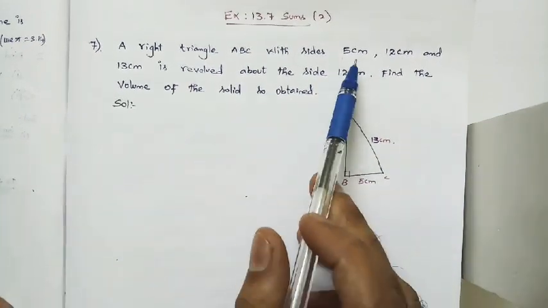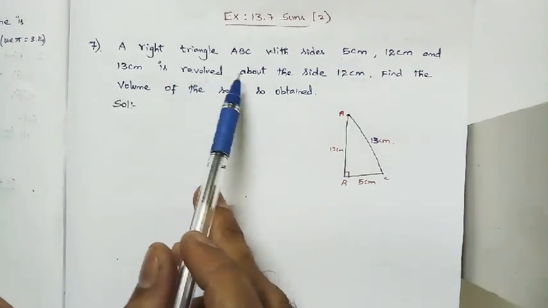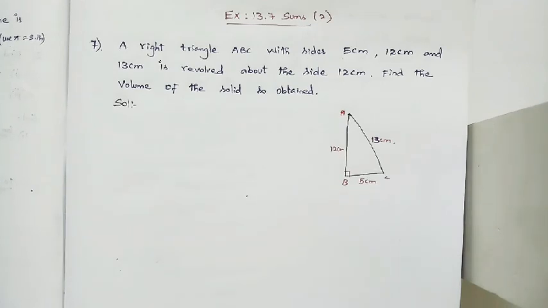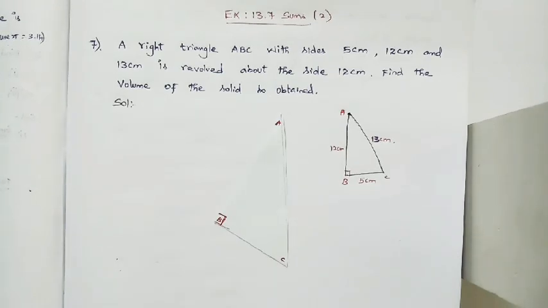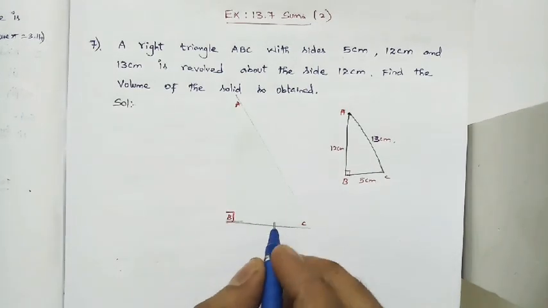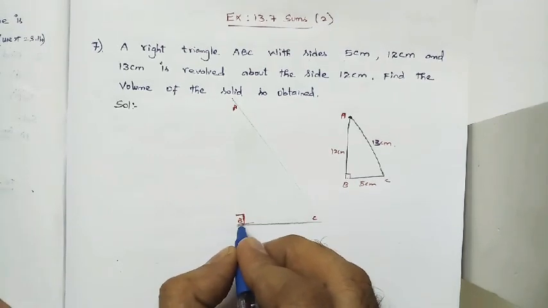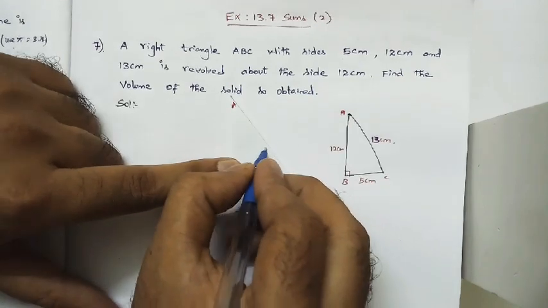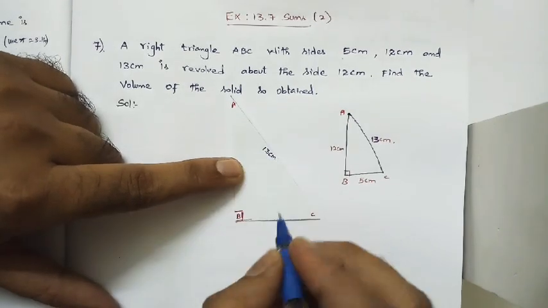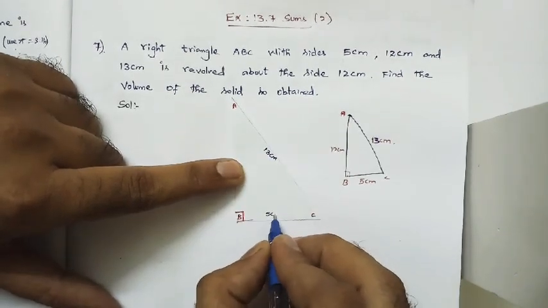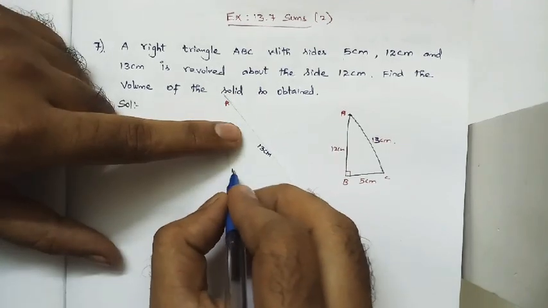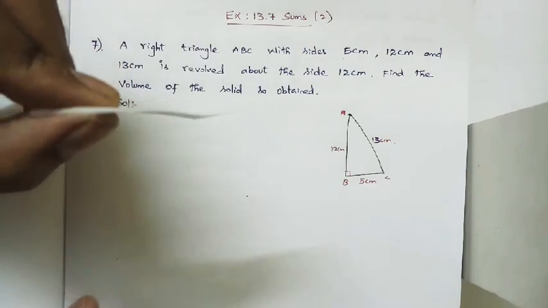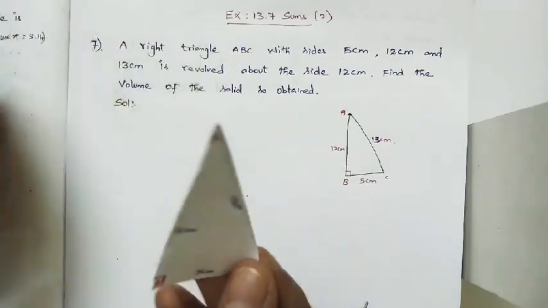Next, they say it is revolved about the side 12 centimeter. I'm taking the right angle triangle with the right angle at B. The hypotenuse is 13 centimeter, the base is 5 centimeter, and this side is 12 centimeter. This is a right angle triangle.